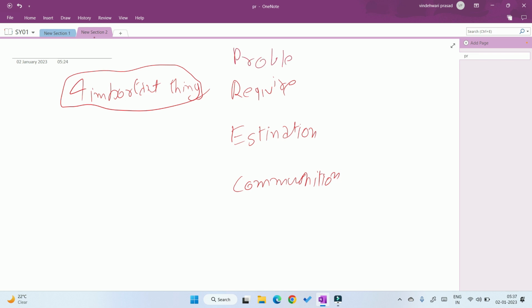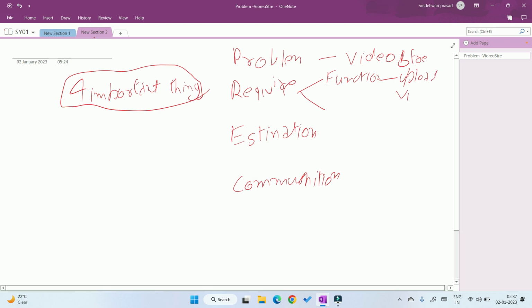Let's suppose, for example, your boss asks you to make a video streaming platform. First you go for the requirement, and there are two different types of requirement. First is the functional requirement. What are the functional requirements? Anybody can upload the video, anybody can view the video, there is watch history, and people can search for your video in search.